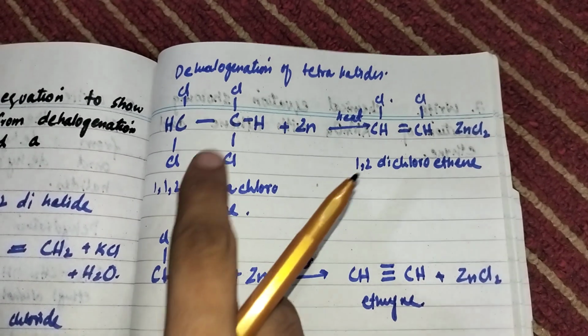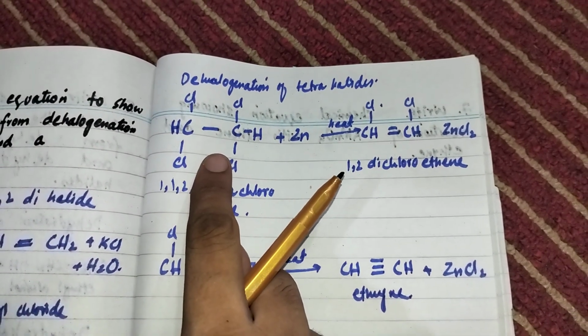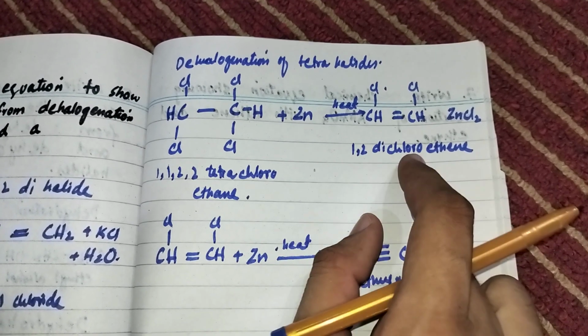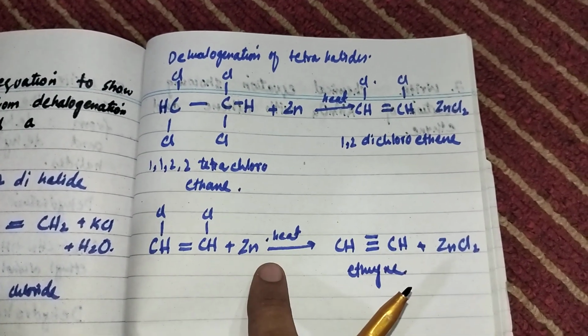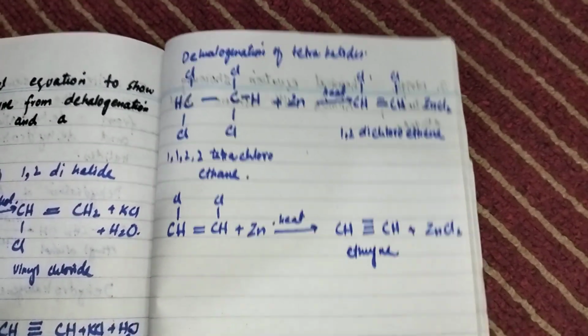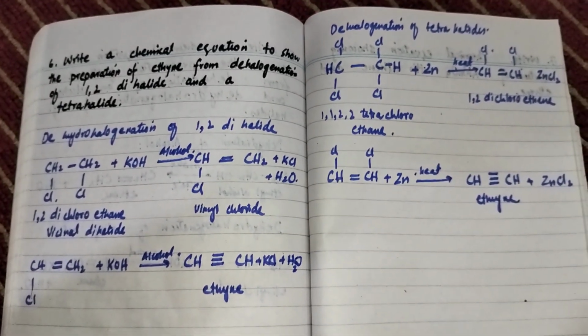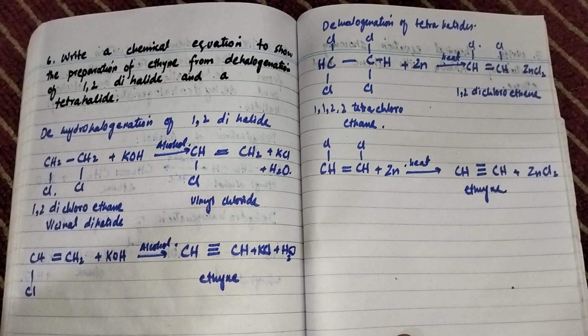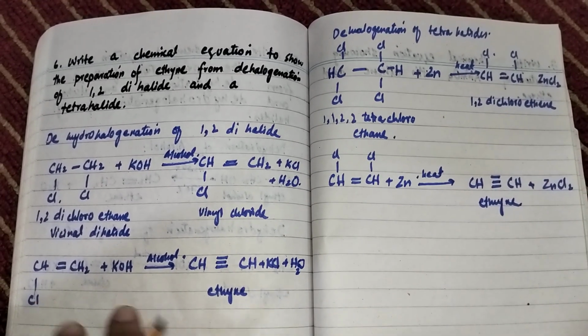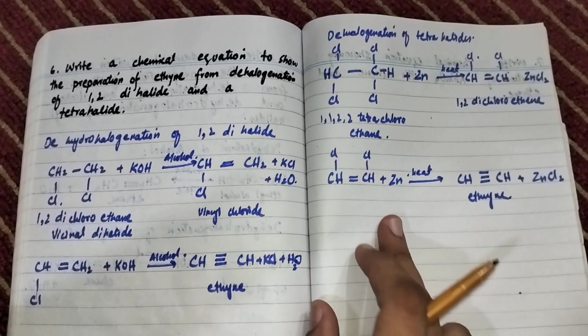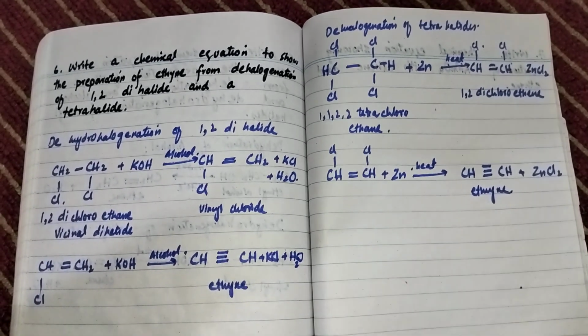So tetrahalide first reacts with Zn, forming dichloroethene. Dichloroethene again reacts with Zn, forming ethine. So we are done with question number 6. In this question we have shown 2 preparations of ethine, one from dehydrohalogenation of 1,2 dihalide, and the second by dehalogenation of tetrahalide.